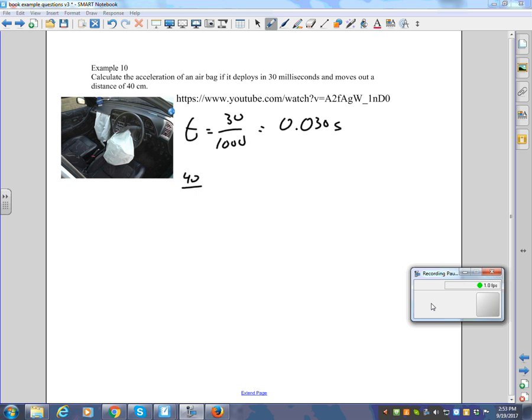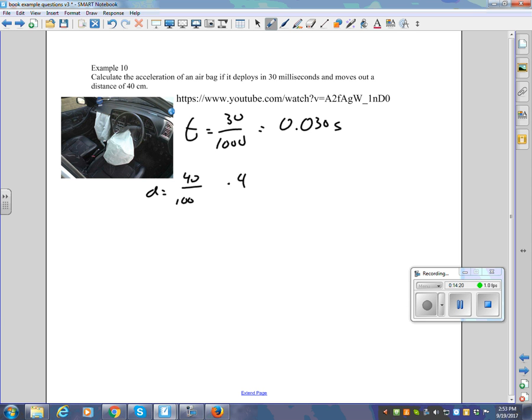Centi means hundredth. How many cents in a dollar? A cent is 1/100th of a dollar, so 40 divided by 100 is the displacement, which is going to be 0.4 meters.